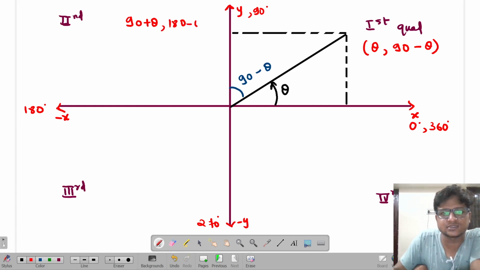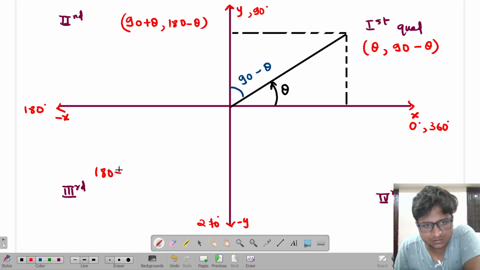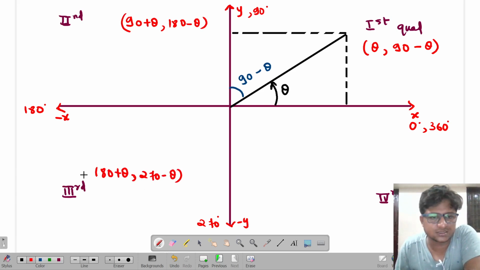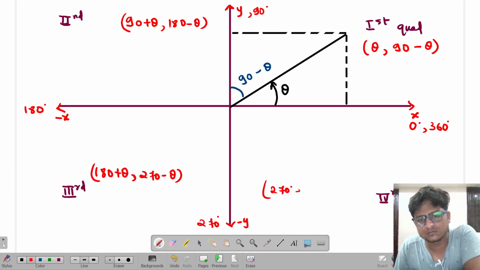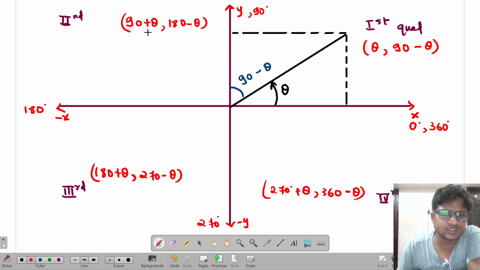Tell me what will be the angles in the third quadrant? Very good. 180 plus theta, 270 minus theta. Here, very good. So now you got the idea. Yes. So this is the second quadrant. Now the idea is simple.